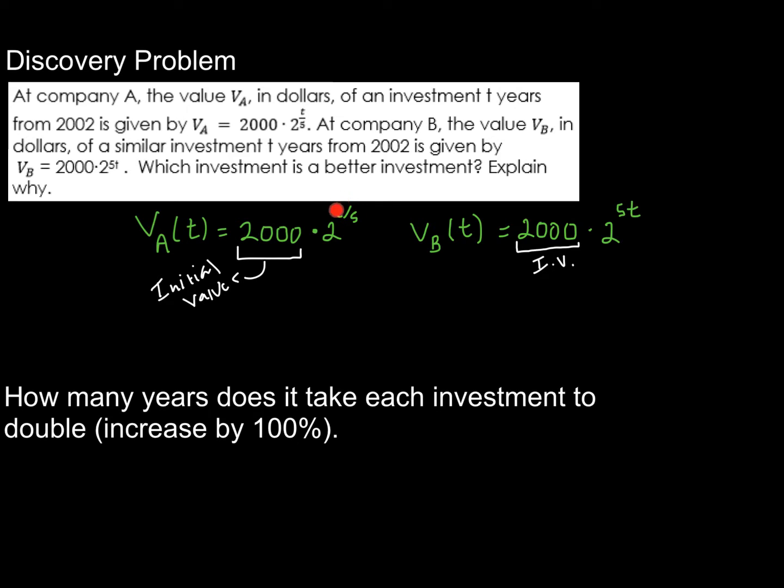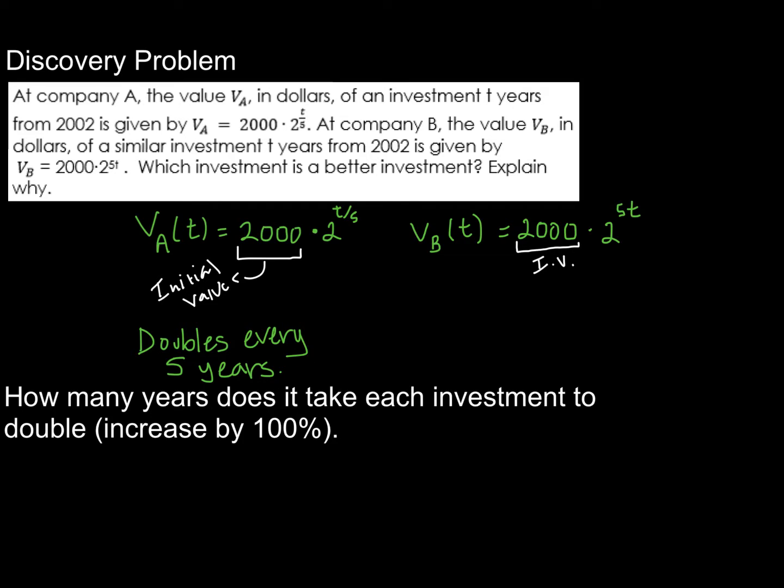For my exponent to be equal to 1, t has to be equal to 5, because 5 divided by 5 is 1. So it's only when t is equivalent to 5, or after 5 years, that for company A, we will actually have 2 to the first power and multiply by 2. So for company A, our investment will double every 5 years. Now, that is some really important information. That helps you understand what's happening.